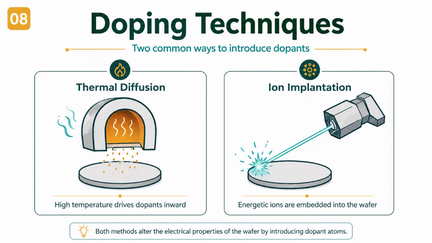The second method, which gives us the ridiculous precision needed for modern integrated circuits, is ion implantation. Here, dopant atoms are ionized, accelerated in a high energy beam, and literally shot point blank into the wafer at hyper exact depths and concentrations.